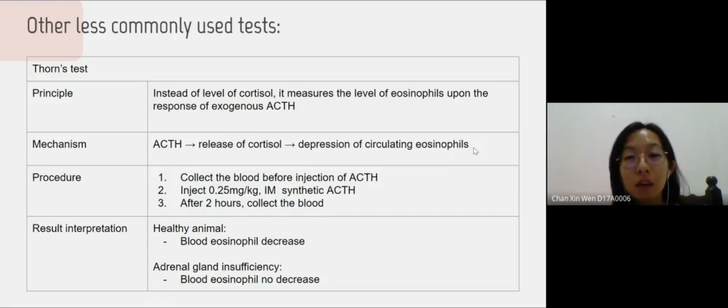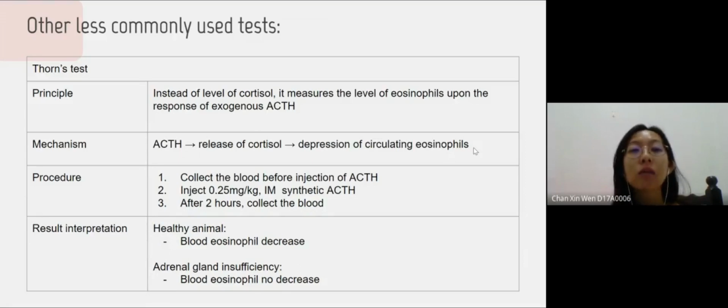But in an animal that has adrenal gland insufficiency, adrenal gland hypoplasia or adrenal gland atrophy, then despite the exogenous or endogenous ACTH, the adrenal gland cannot respond. So the adrenal gland cannot produce cortisol, and then we can't see any decrease of blood eosinophil.